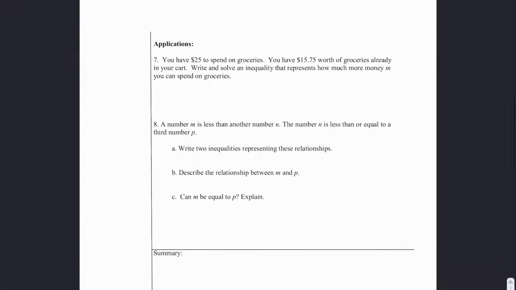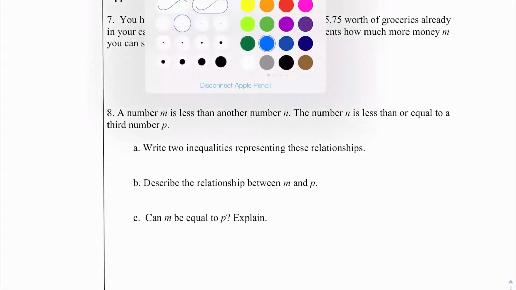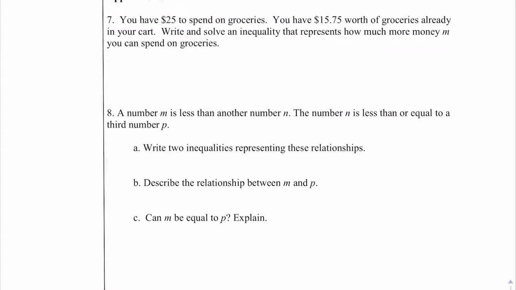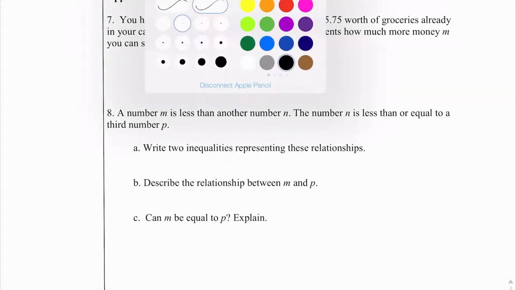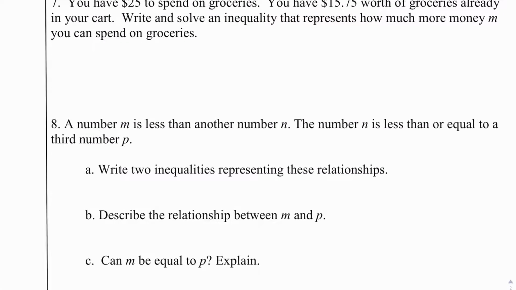The last thing we have is just a few applications. So just using that information. You have $25 to spend on groceries. We also have $15.75 worth of groceries already in the cart. Write and solve an inequality that represents how much money you can spend on groceries. So similar to a word problem, we want to come up with a fact. If we're going grocery shopping, we think about money we have. We're going to compare that to money we owe, or what we're buying, right?